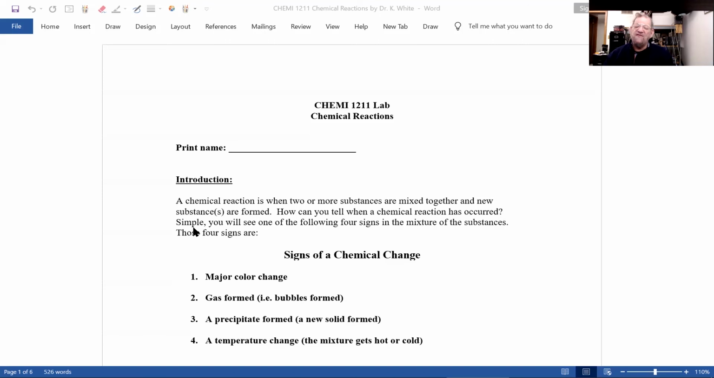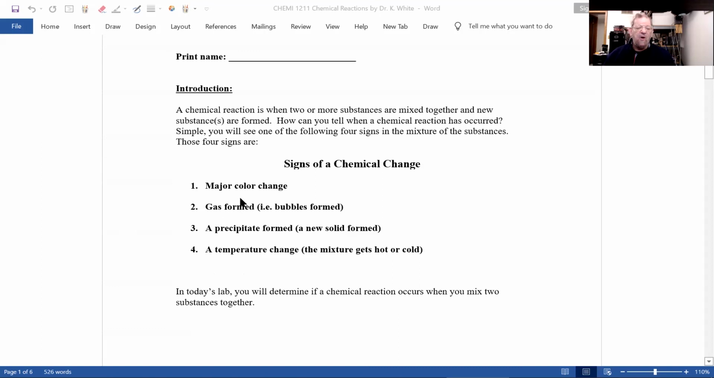You'll see one of the following 4 signs or changes in the mixture of substances. Those 4 signs are your visual signs. 1, you'll see a major color change. That doesn't mean it goes a little lighter blue. It means it goes from blue to red or clear to yellow, a major color change. That's 1 sign. Remember, stuff I do in the lab won't be on any test.